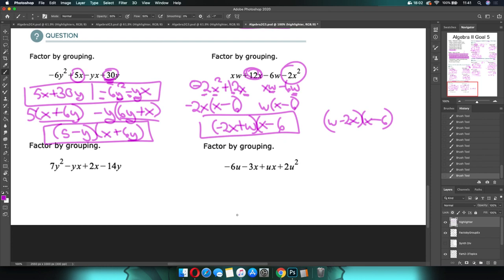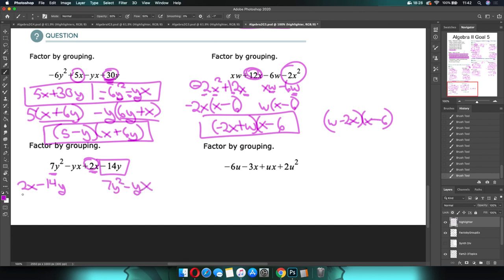And now, ooh, I ran out of space. Oh no. All right, so I have the 14. That's the one I like. Do I want to use the x, or do I want to use the 2x, or do I want to use the 7y? We'll try the 2x. Okay, so 2x minus 14y, and then it'll be 7y squared minus yx.